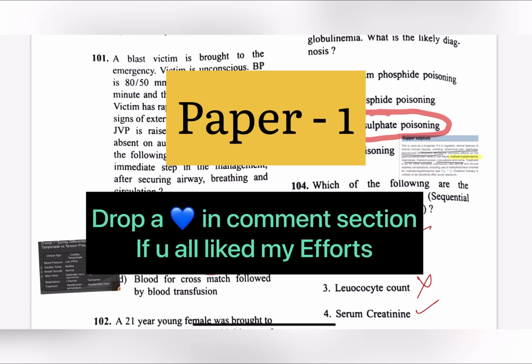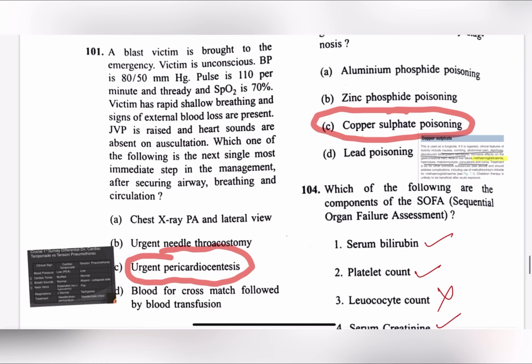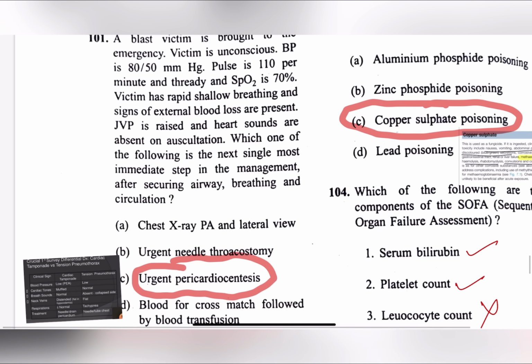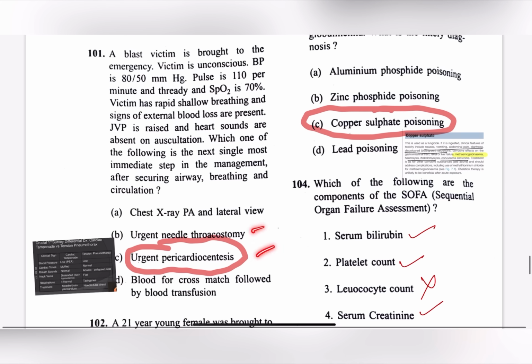So I am starting with 101 question. In this they are talking about basically there's a difference between the cardiac tamponade and tension pneumothorax. You have to choose among B and C in this question. So let's see what the history says. It says hypotension, then rapid shallow breathing, JVP is raised, heart sound absent on auscultation.